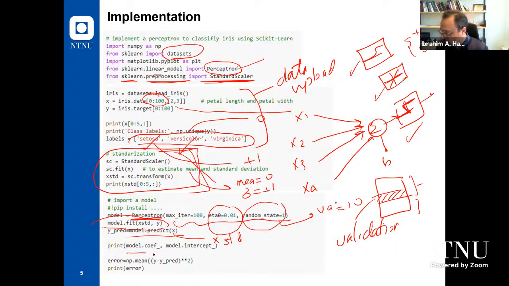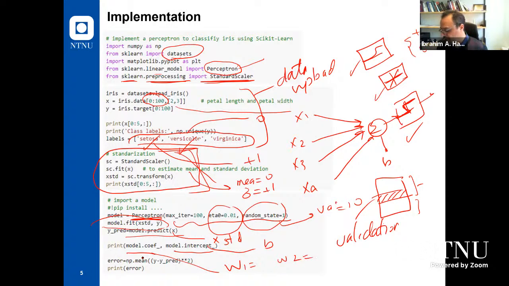And you can plot model coefficient and model intercept. Model coefficients, it means it's the weights. Model intercept, it's the bias. You can get the bias and weights. So for example, in this example, we just use the two inputs. So we should expect that we have omega 1 and omega 2, and we have bias.